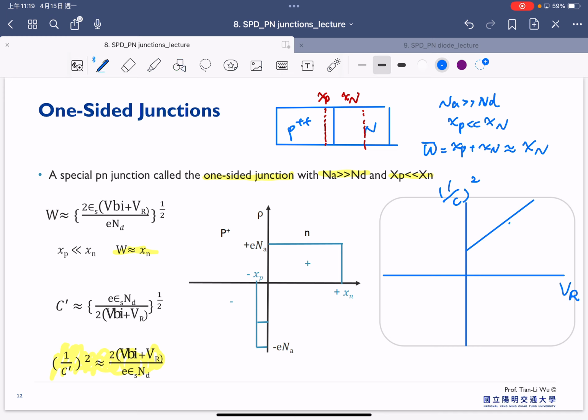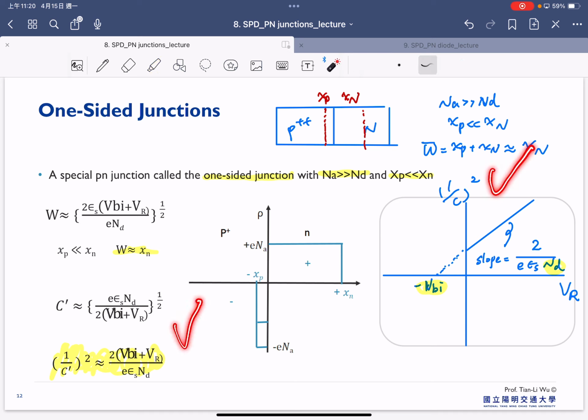which the slope is equal to 2 over q epsilon_s N_D, and the x-intercept is equal to minus VBI. So now we can use this plot to help us extract the built-in voltage and also the concentration ND. Therefore, this plot and this equation are very useful for us.